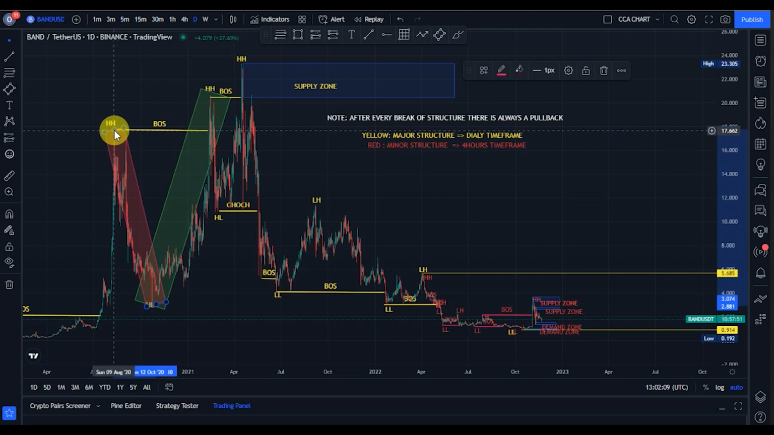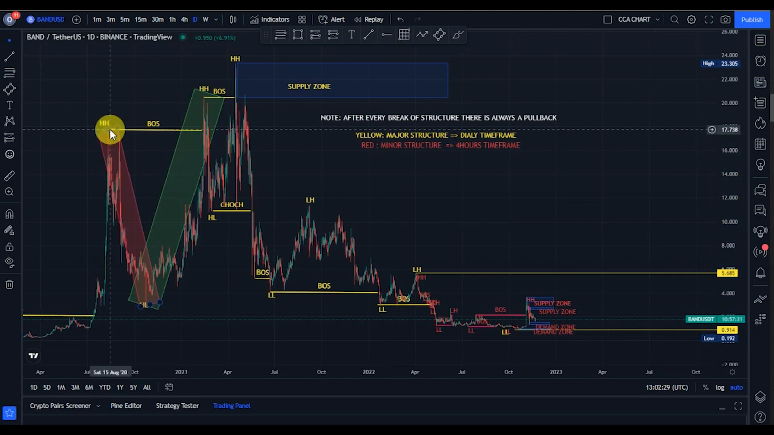So after every break of structure, we should expect a pullback. The bears came in, took price from that $17, took it back down to about $3. And guys, remember, as long as this higher low that gave us this higher high is not taken out, we should expect more break of structure to the upside. The bulls came back, took the price from $3 and took it back to $20. Guys, we just saw another break of structure. After a break of structure, you should expect a pullback.